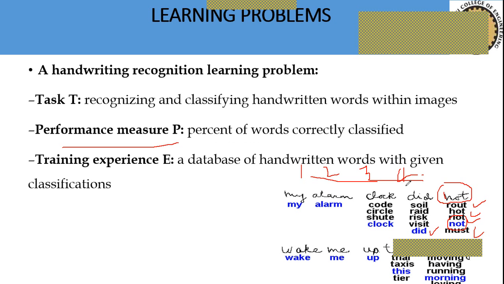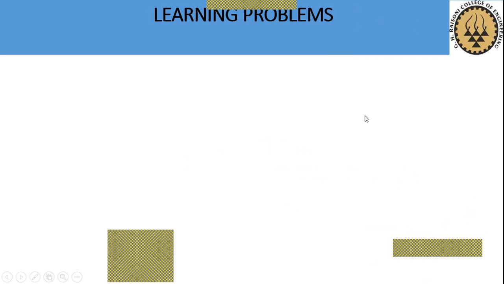And from where are you getting this? You are getting this information from the database of handwritten words. This is called a learning problem. Let's see another example of a learning problem.